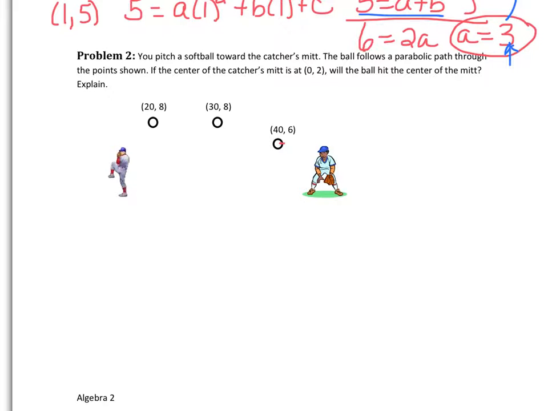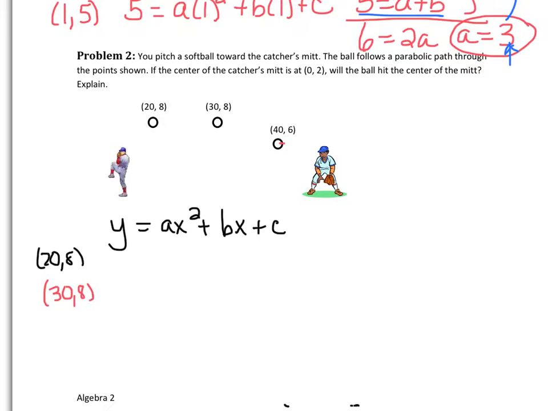So what we're going to do here is write three equations using the quadratic function in standard form. So y equals ax squared plus bx plus c. And we're going to do that with all three ordered pairs. So we're going to use (20, 8), we're going to use the ordered pair (30, 8), and then we're also going to use the ordered pair (40, 6). So in this case, this first ordered pair, my y is 8 and my x is 20.